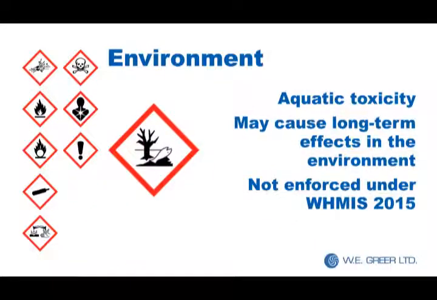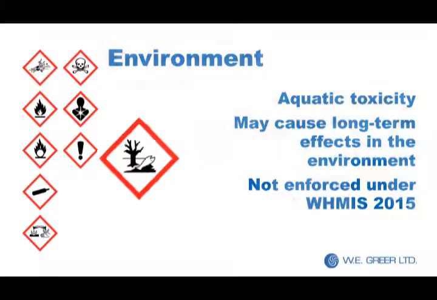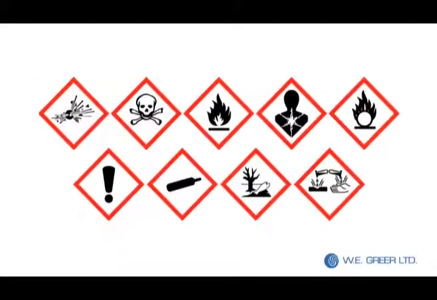The environment symbol represents products that have aquatic toxicity and may cause long-term effects in the environment. This last symbol is not enforced under WHMIS 2015, but you may see it in relation to products manufactured outside of the country. The meanings behind each symbol will be expanded in more detail when we talk about GHS classes in the next section.